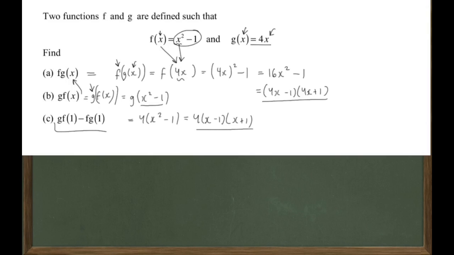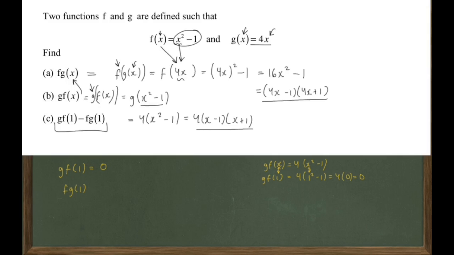Now for the final part of the question, we're asked to work out g f of 1 minus f of g of 1. Okay, now this should be fairly straightforward. So what's g f of 1? Well, we worked out g of f of x to be 4 times x squared minus 1. Now if we want to work out g f of 1, then all we've done is replace our x by 1. So we do the exact same thing here. We replace our x by 1, so we get 4 times 1 squared minus 1, which is 4 times 0, which is 0. So we have that g f of 1 is 0.